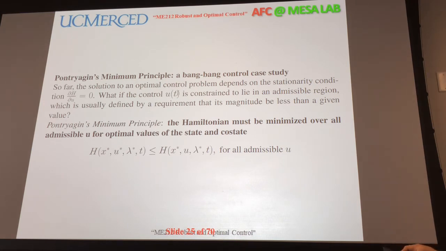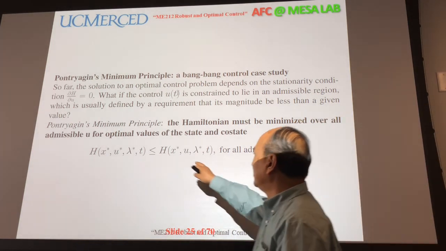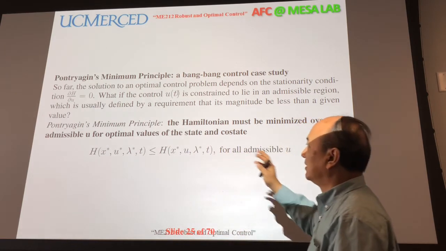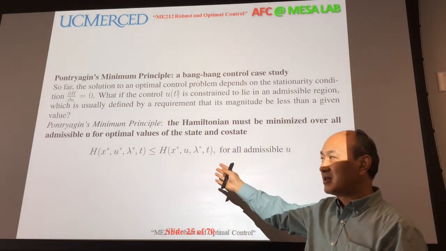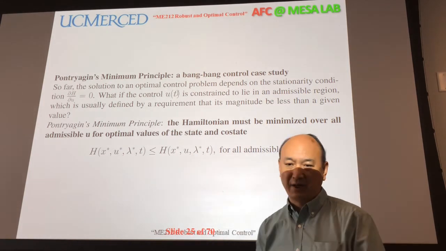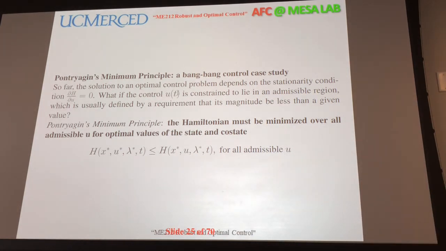So remember, the star means it's already at the optimal solution. Then whatever control you use, even in the admissible feasible region, this Hamiltonian is always bigger than the optimal value. So that's proven by Pontryagin. That looks very simple, which is exactly what we need. Okay.